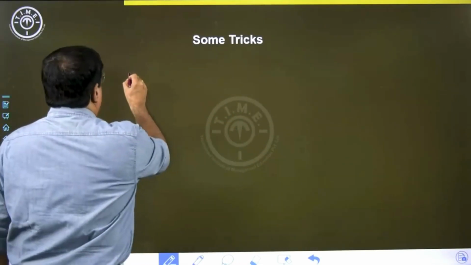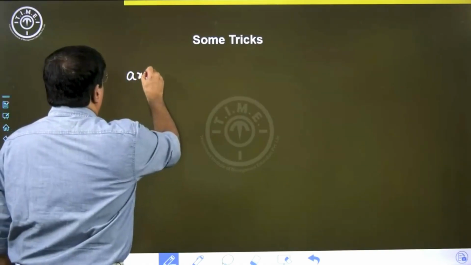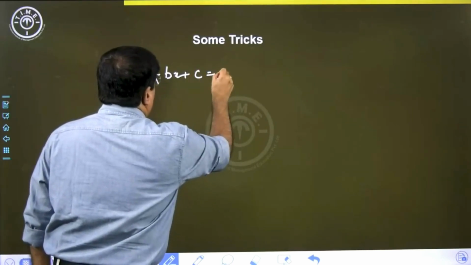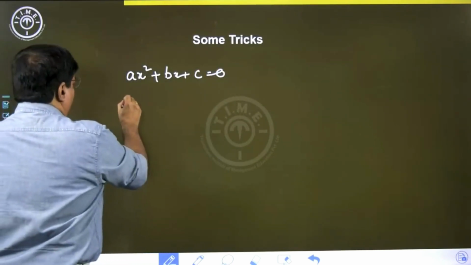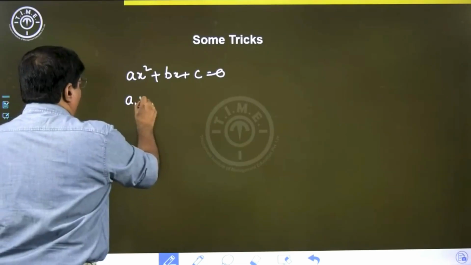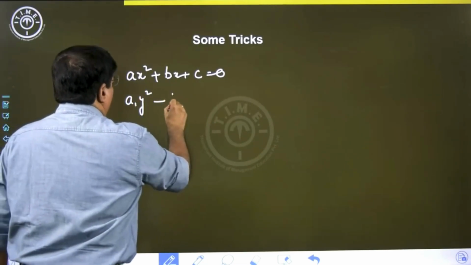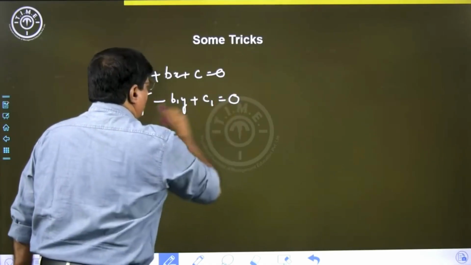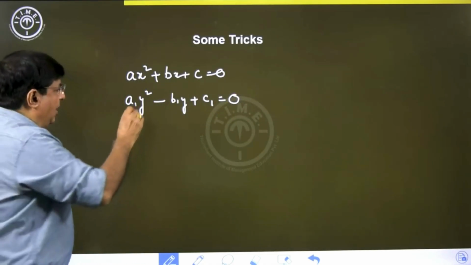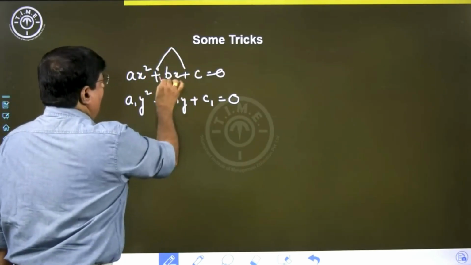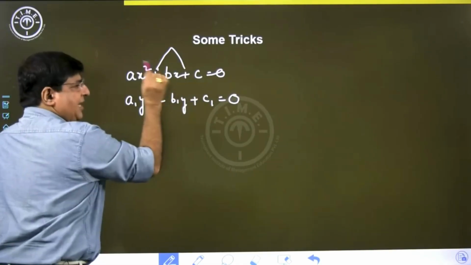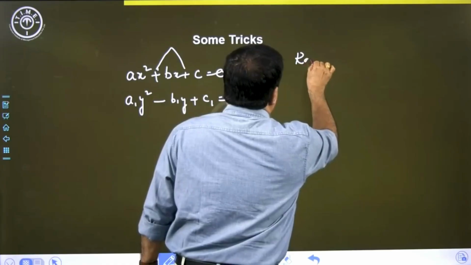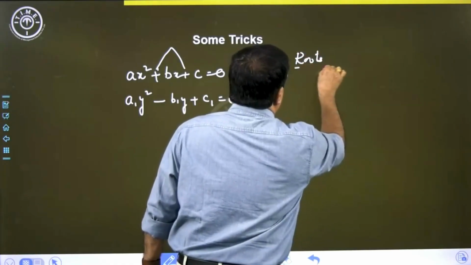Let's take one equation like this: ax square plus bx plus c is equal to 0. Another equation I will take as a1y square minus b1y plus c1 is equal to 0. Now look at this. What are the signs here? Plus and plus. B is plus, C is plus. So what will be the sign of the roots?